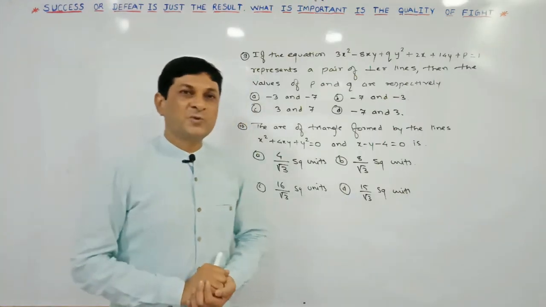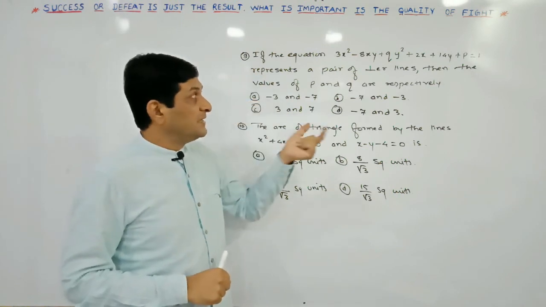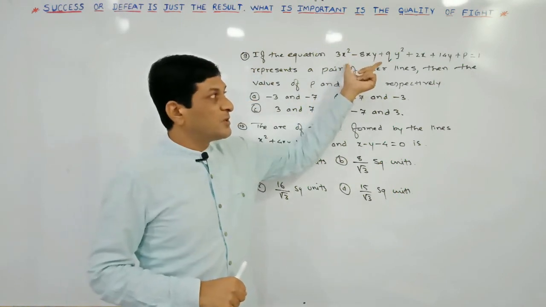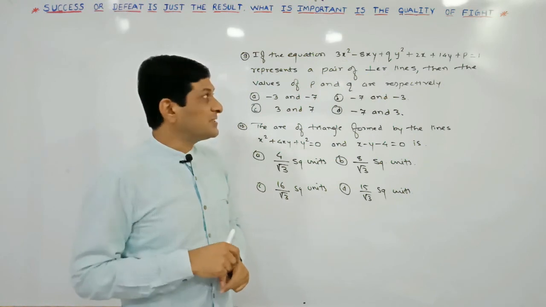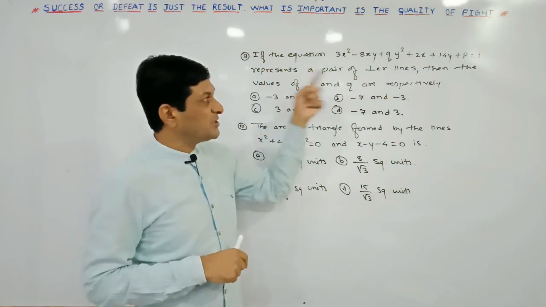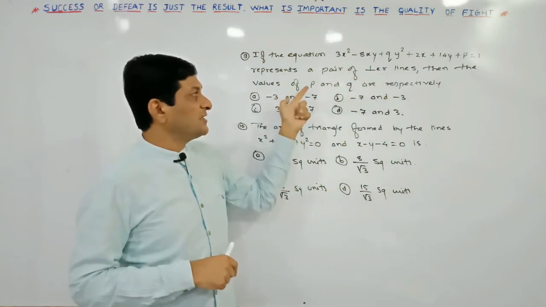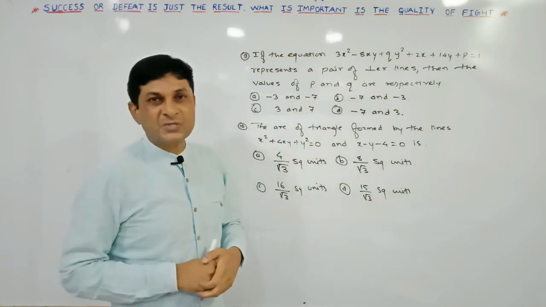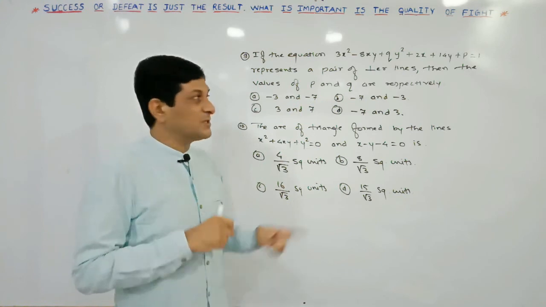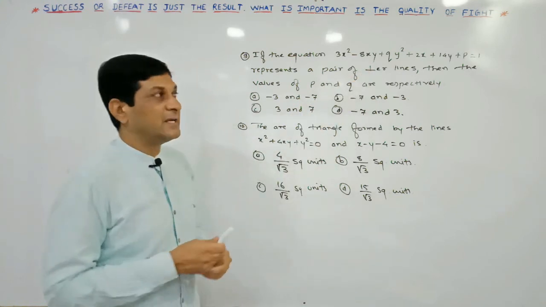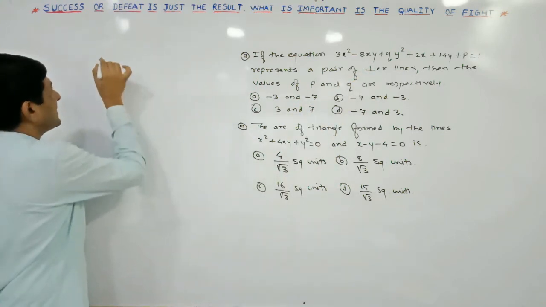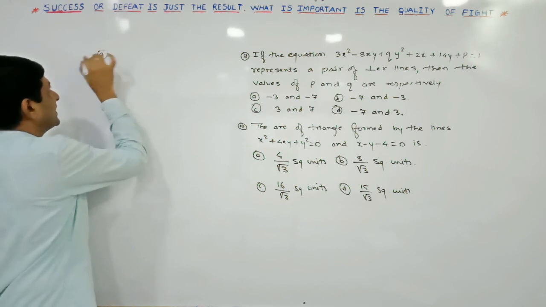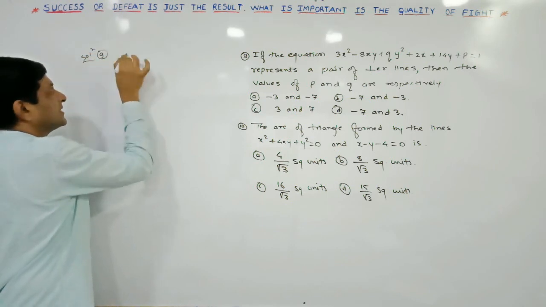Now let us try to solve example number 9. In this 9th example, a general equation of second degree in x and y is given to us, and the lines represented by this equation are perpendicular. Using this condition, we have to find the unknown values p and q. So let us first find the value of q using the condition that lines are perpendicular. We know that if lines are perpendicular, at that time a plus b will be equal to 0.